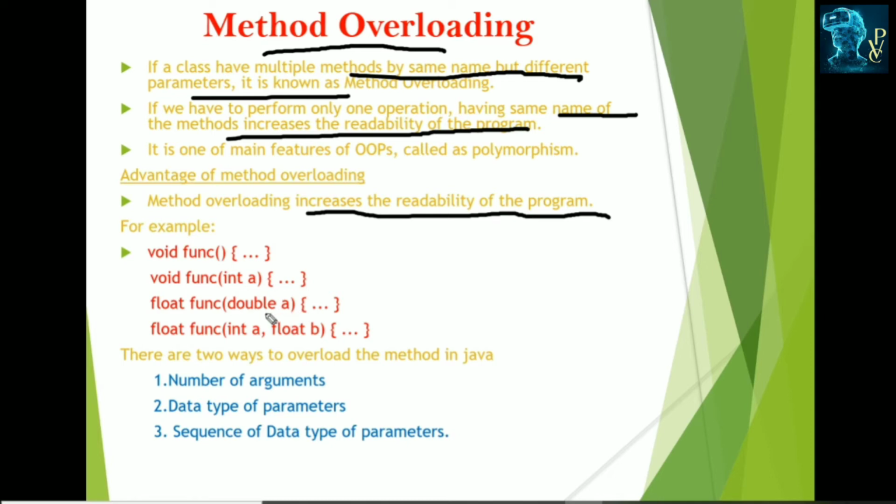And here is another function of the same name which returns a float. It takes two arguments, one int and one float. This is function overloading or method overloading. Function overloading and method overloading are the same, but in Java we call functions methods, so we call this method overloading. The method names are the same, but what is the difference? The difference is in the data type, the number of arguments, or the sequence of the arguments. Okay, there are three ways to overload methods in Java.